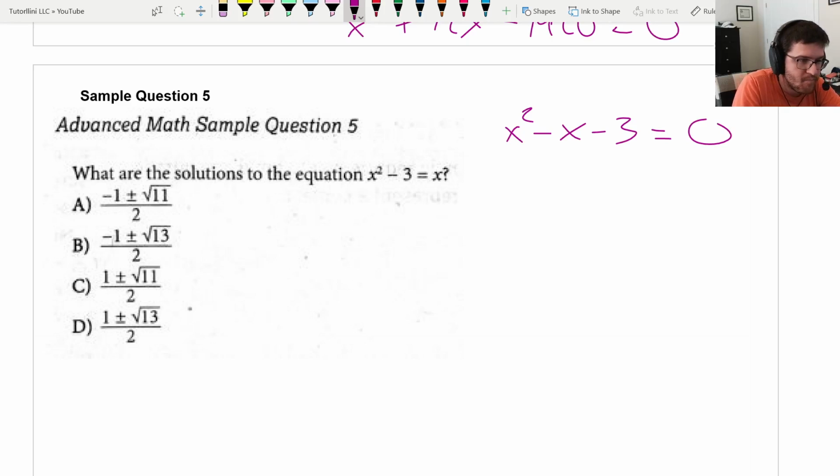And you can use completing the square. I don't like to do that, though. I like to use the quadratic formula. So let's write down ax squared plus bx plus c.